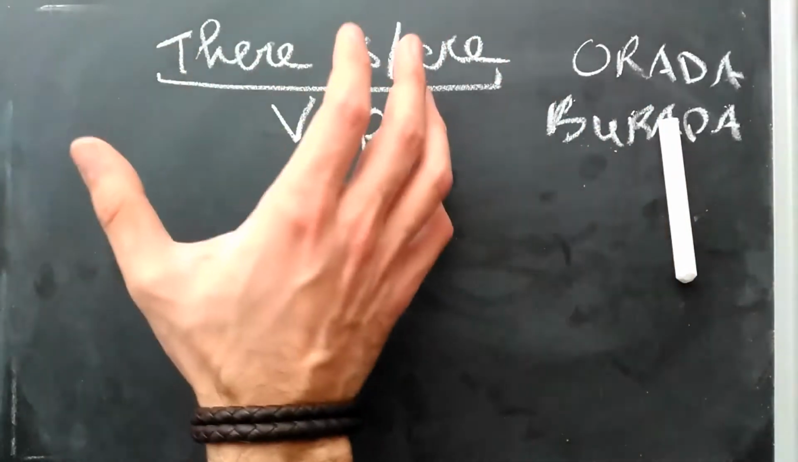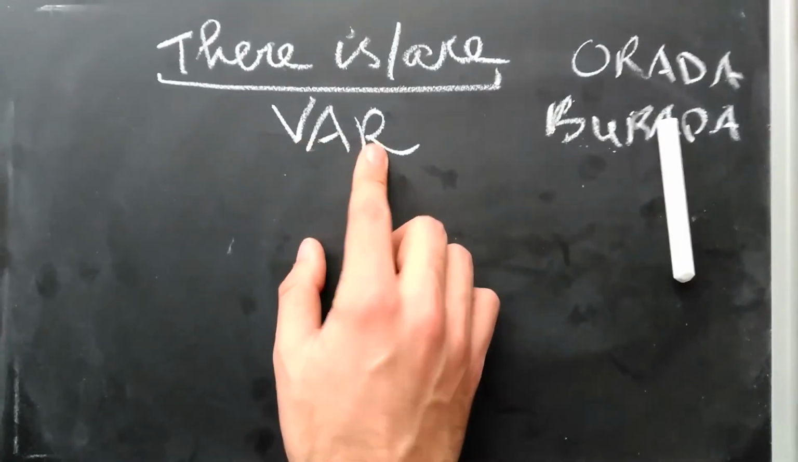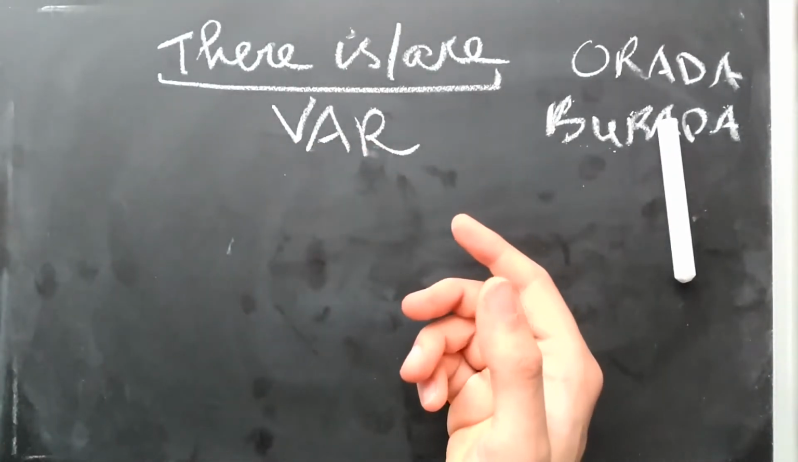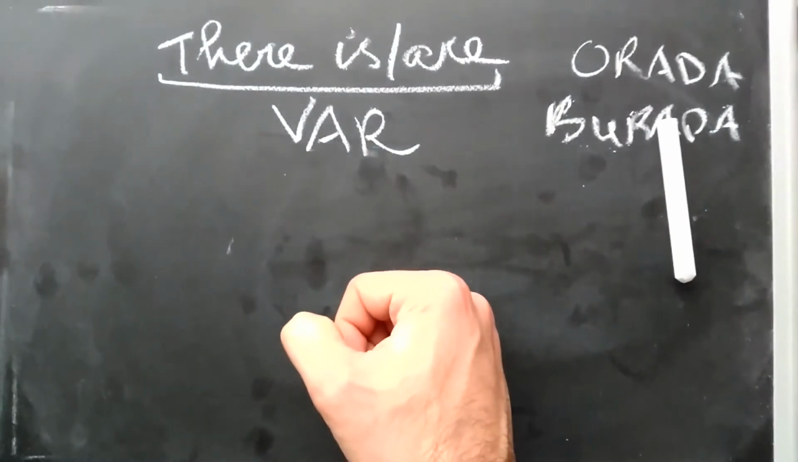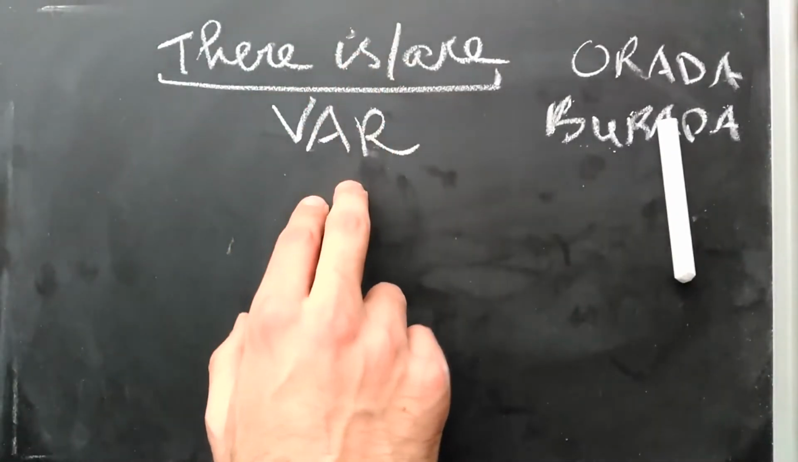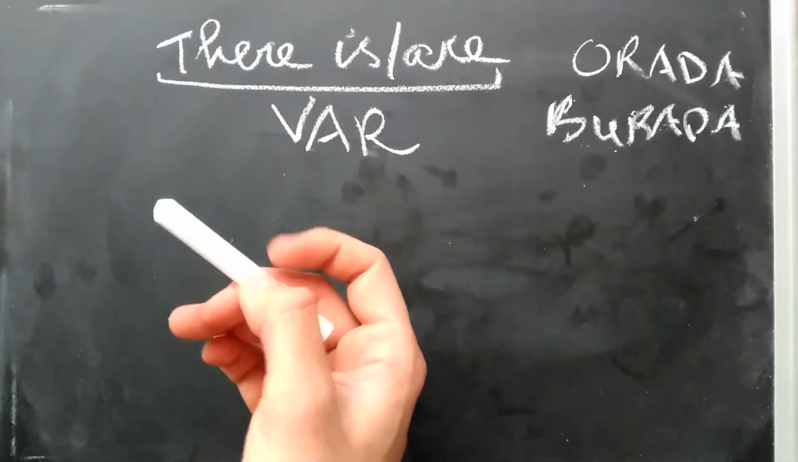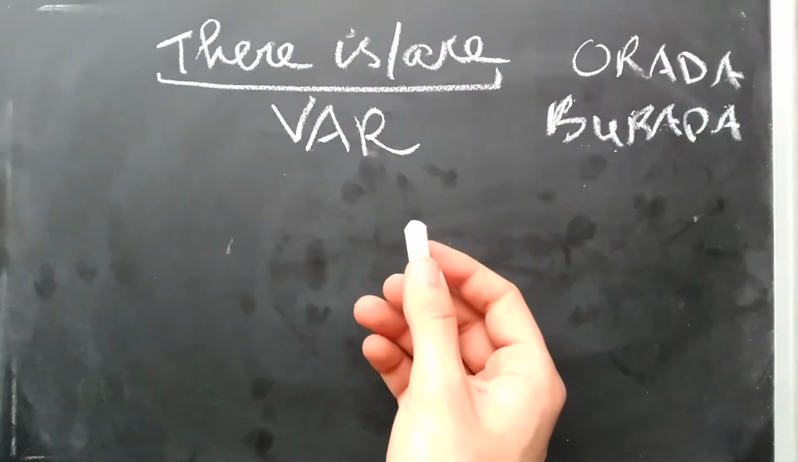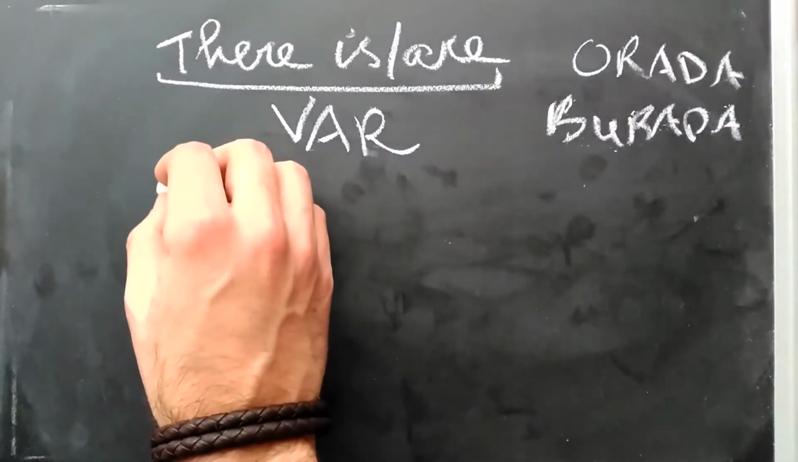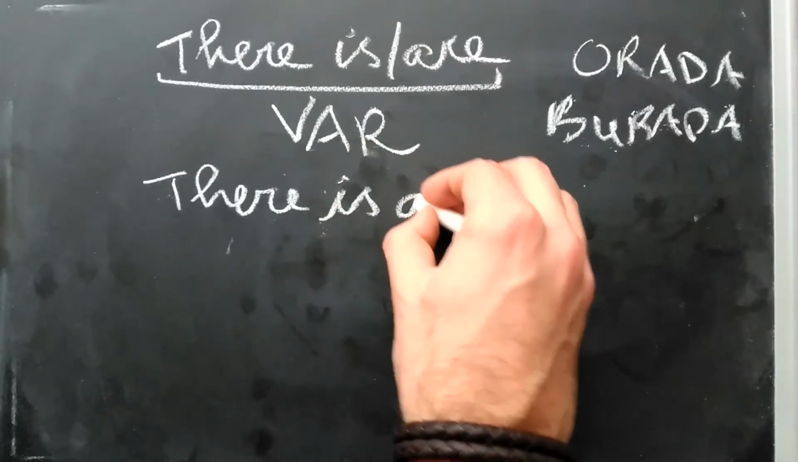But the there is or there are part is var, which is an easy word, just 3 letters, and we don't distinguish singular from plural, so just one word. The only difficulty is that we use this at the end of the sentence. For example, let's say there is a house.